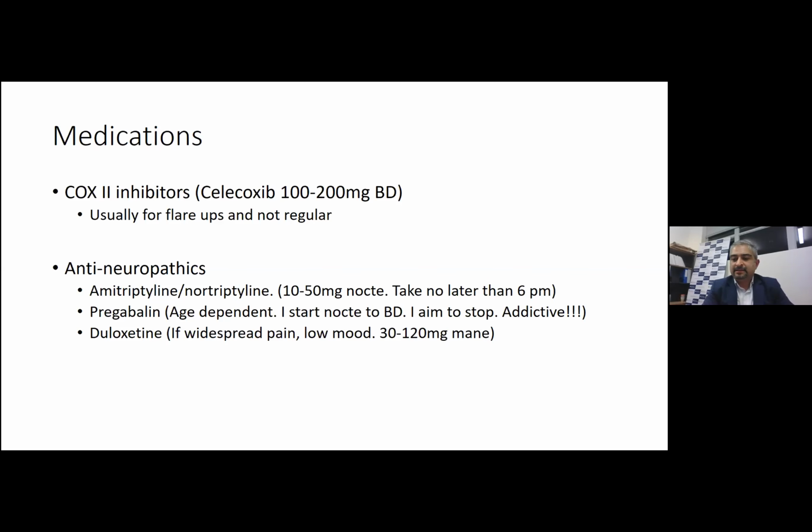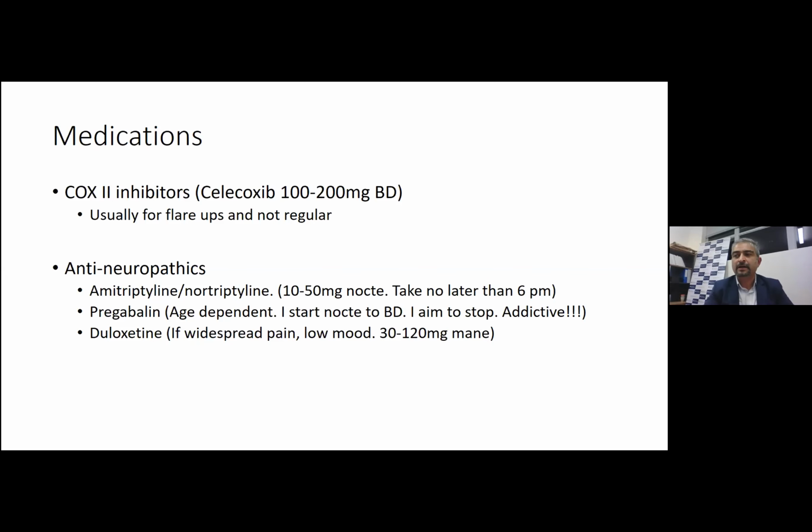If I'm going to give antineuropathics, the first thing is amitriptyline and nortriptyline, because that actually has got the best evidence for nerve pain. I tell them to take it not later than 6 p.m. because I don't want them to wake up with cognitive decline or feeling like a zombie the following day.